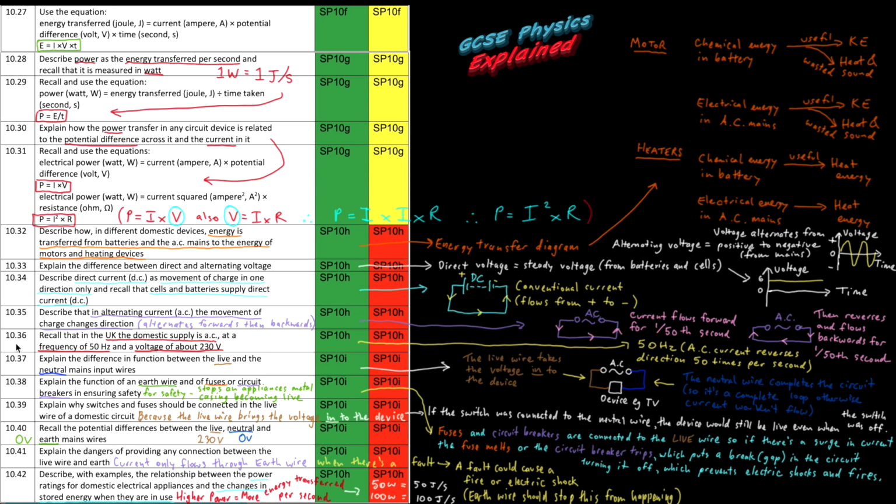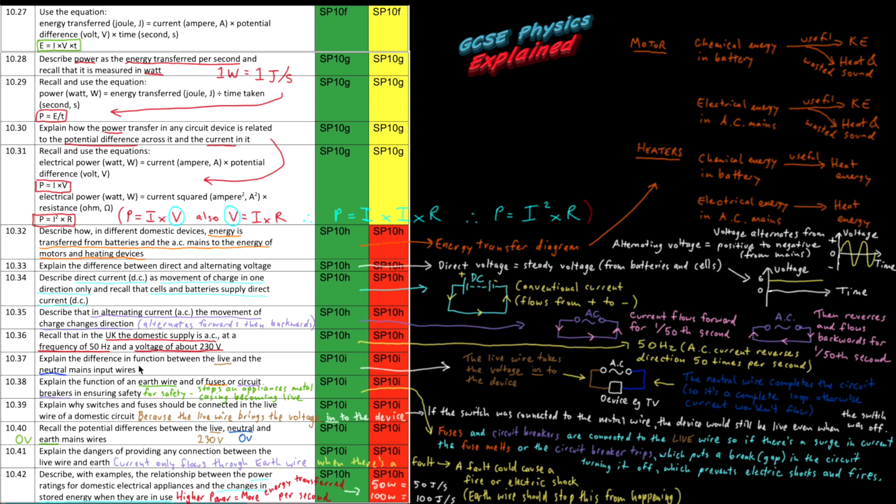Which takes us to the next statement, 10.36. Recall that in the UK, the domestic supply is AC at a frequency of 50 Hertz. So 1 mark for saying the mains is AC, and 1 mark for saying the frequency is 50 Hertz, and another mark for saying that the voltage is about 230 volts. So 50 Hertz means that the direction is changing 50 times per second, as in these pictures here.